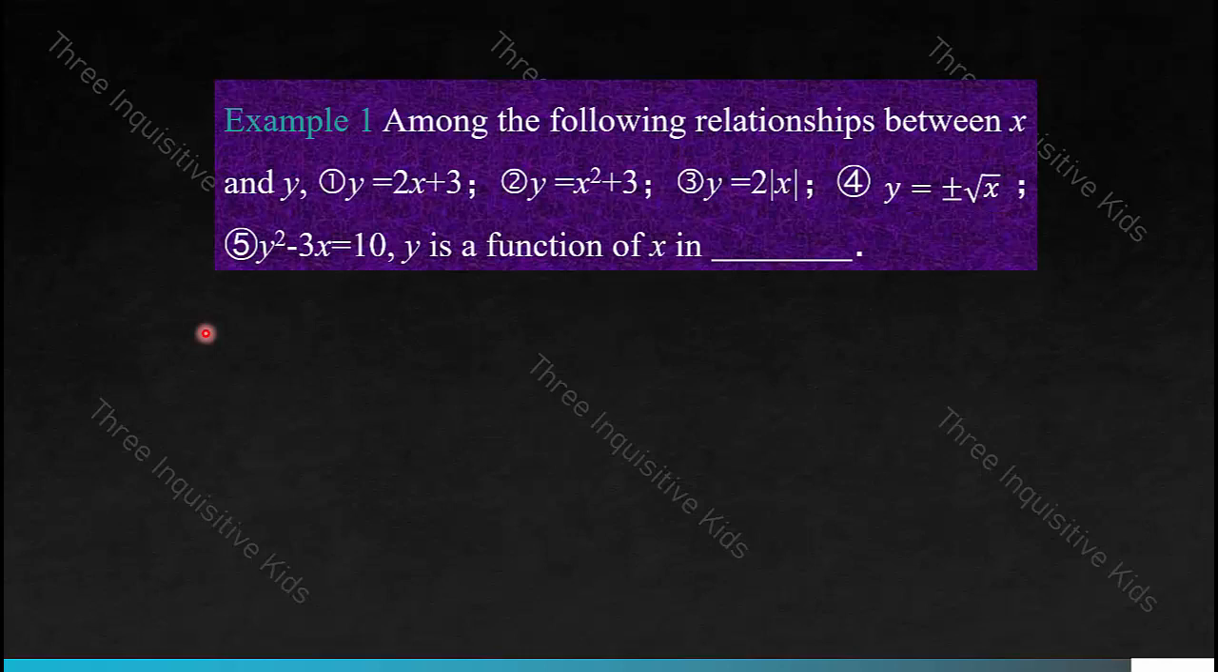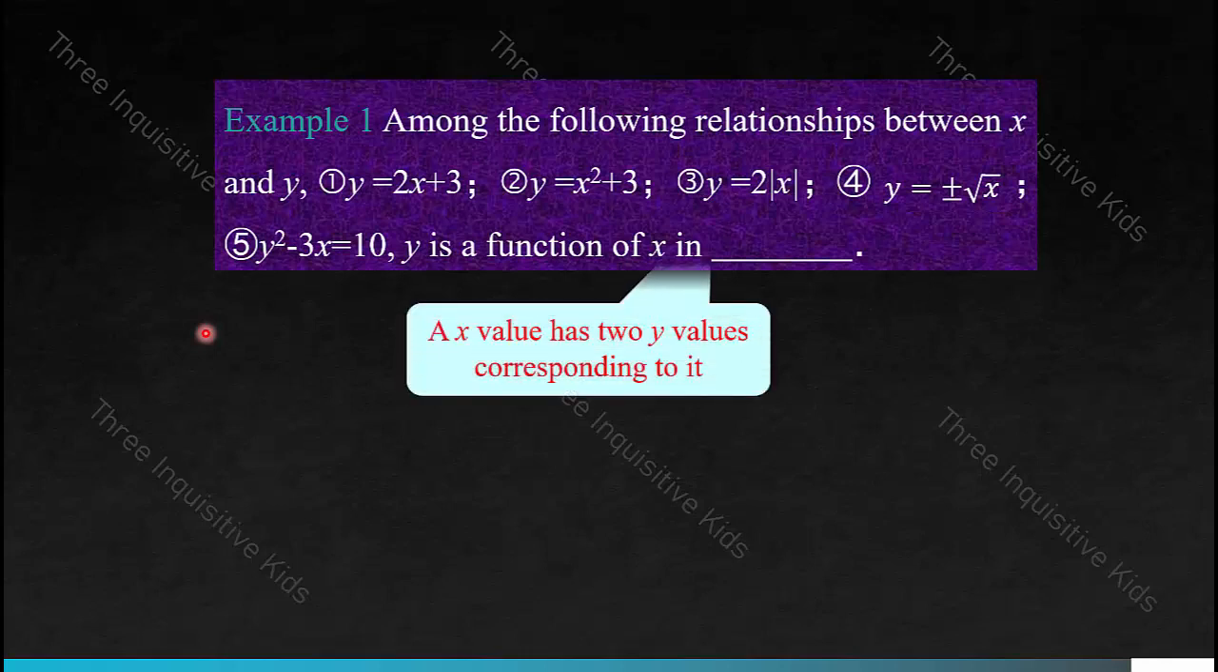Well, let's look at both of them. Y is a function of x in scenario 1, 2, and 3, because in all of these scenarios, an x value has one y value that corresponds to it. In the others, an x value has two y values.